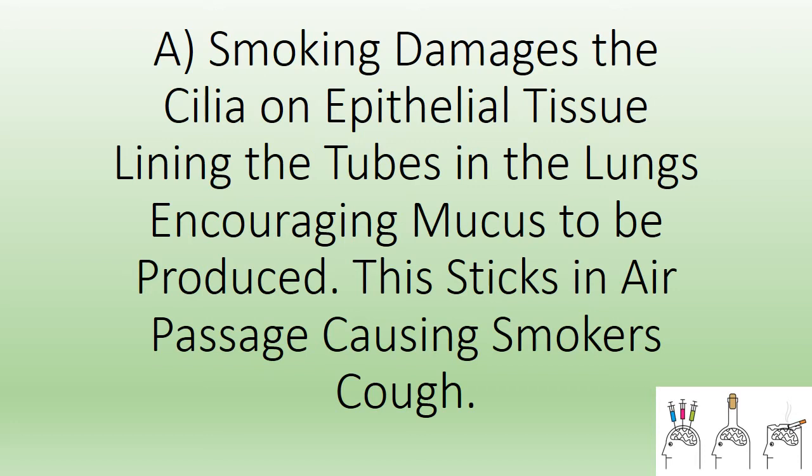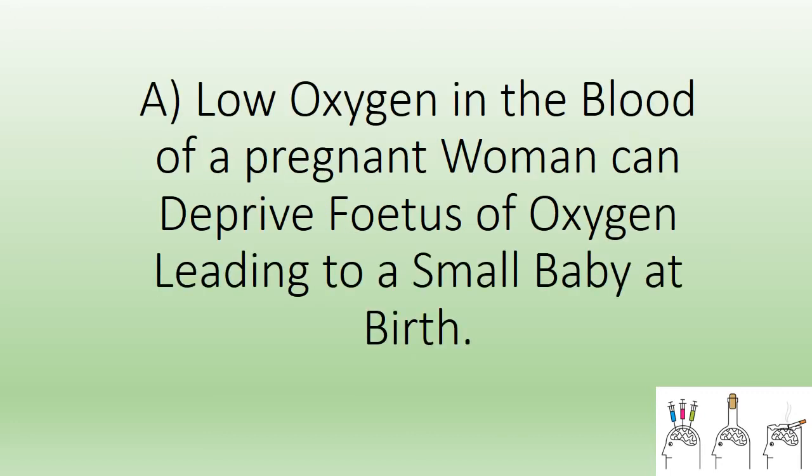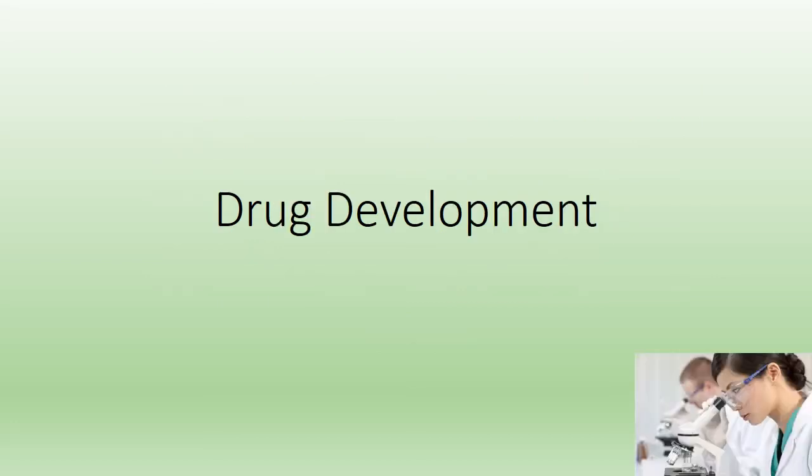How do you get smoker's cough? Smoking damages the cilia on epithelial tissue lining the tubes in the lungs, encouraging mucus to be produced. This sticks in air passages, causing smoker's cough. How can smoking lead to low-weight babies? Low oxygen in the blood of a pregnant woman can deprive the fetus of oxygen, leading to a small baby at birth.